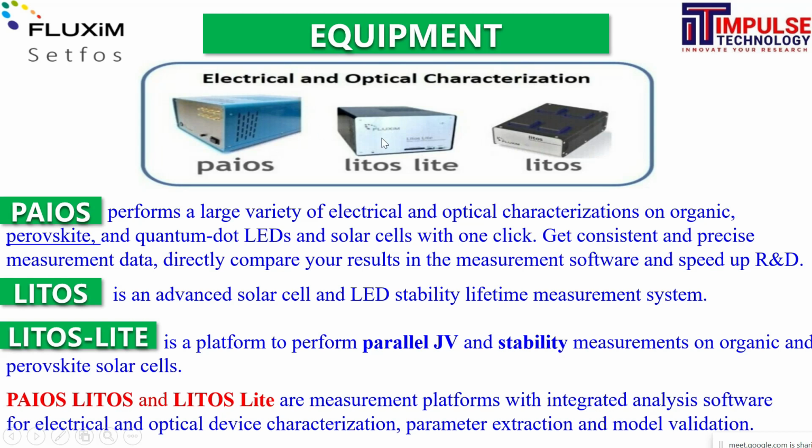So this is equipment for fabrication, like whatever characterizations you want to do. Then this is PAIOS, called electrical and optical characterization. LITOS is basically stability and lifetime measurement equipment for solar cells and LEDs. And for parallel JV and stability measurement, that is called LITOS. So PAIOS, LITOS Lite, or we have one more equipment called PHILOS for photoluminescence and electroluminescence measurement, that will also be integrated with these analysis softwares.